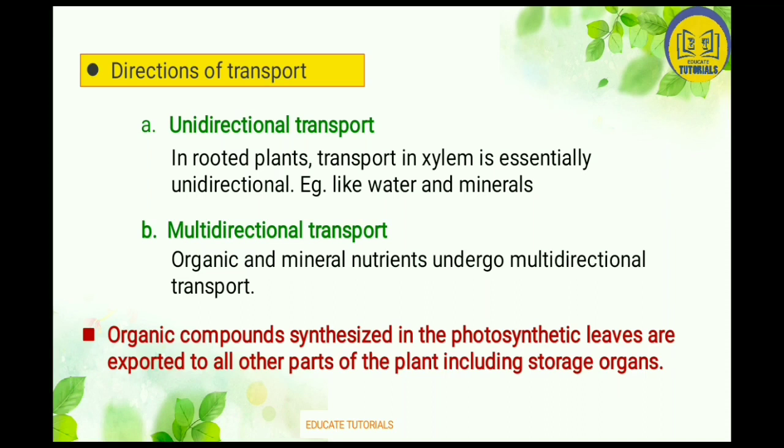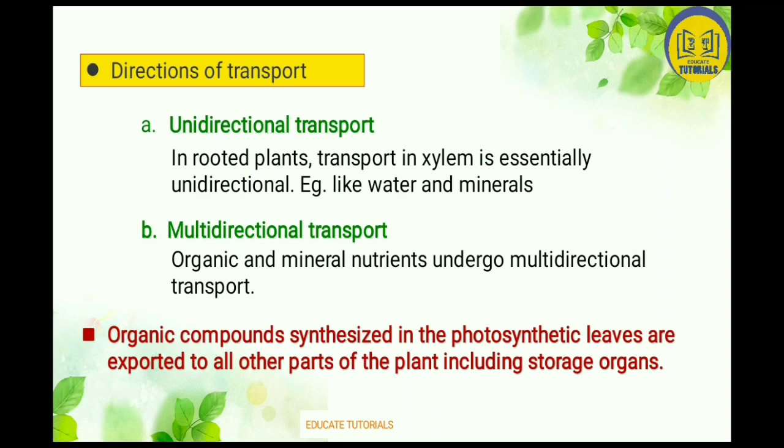We need to study what the different directions are. The first direction is unidirectional transport. Uni suggests one directional transport. Xylem is an upward directional transport. You can say the root absorbs the water and it is transported by the xylem from the root to the leaves of a plant, and minerals are also transported.